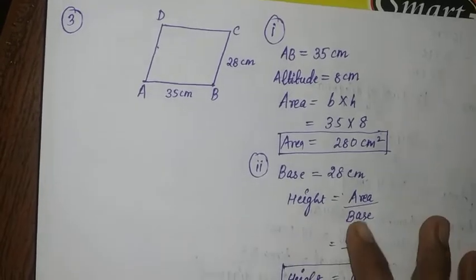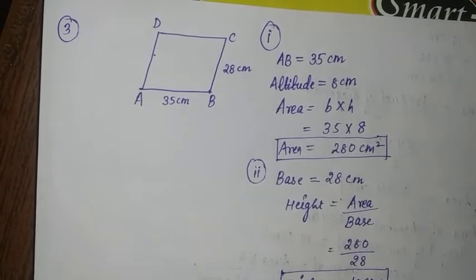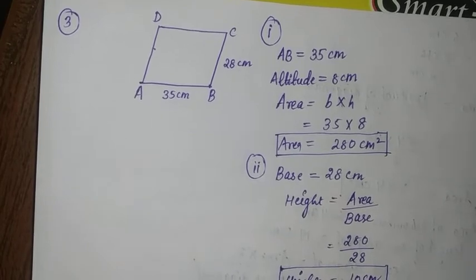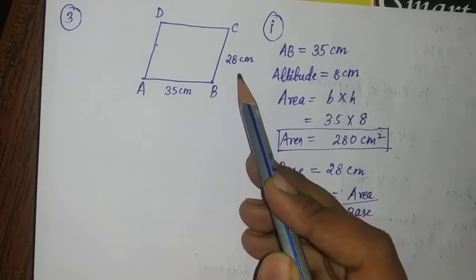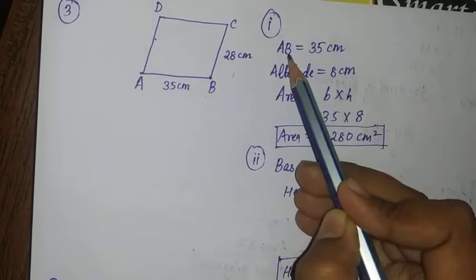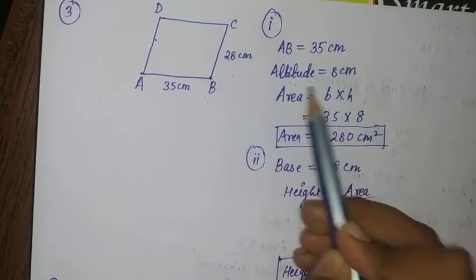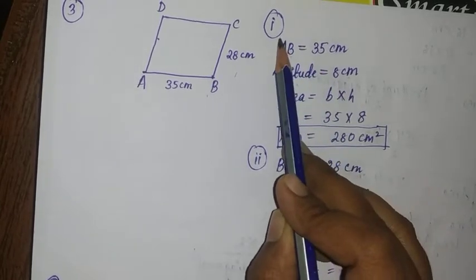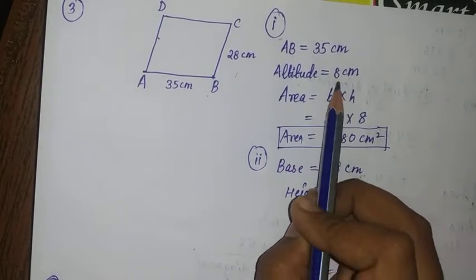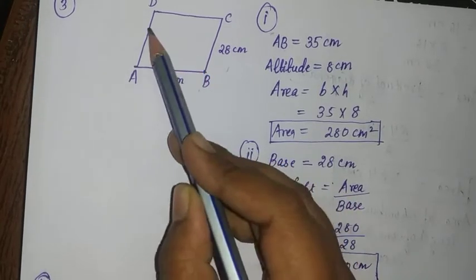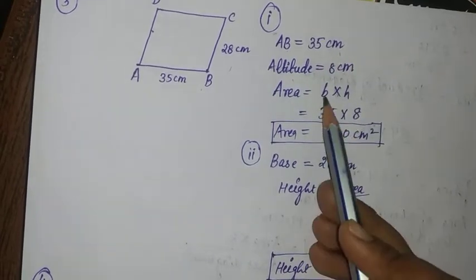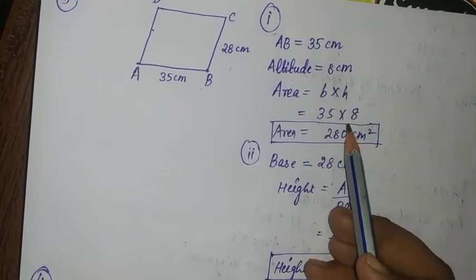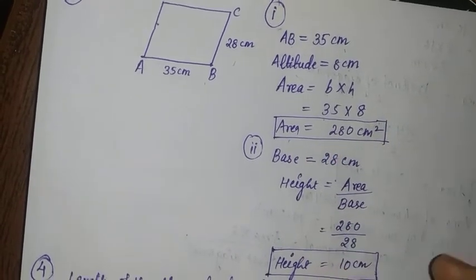So let's come to question number 3. In question number 3, you are given ABCD is a parallelogram having adjacent sides. AB is equal to 35 centimeter and BC is equal to 28 centimeter. So AB is given and altitude is given, that is 8 centimeter. In the first bit, it is given that altitude is 8. That means this one is the altitude which is given 8 centimeter. So let the base be 35 centimeter. So base into height, that means 35 into 8 is equal to 280 centimeter squares.